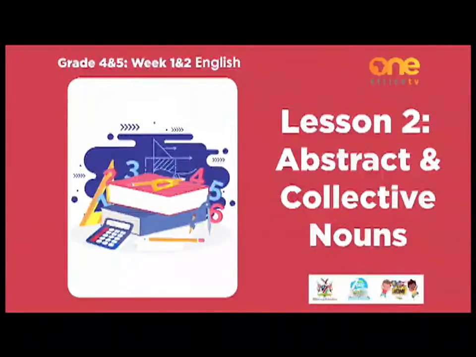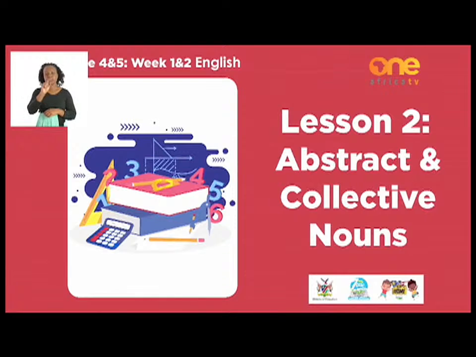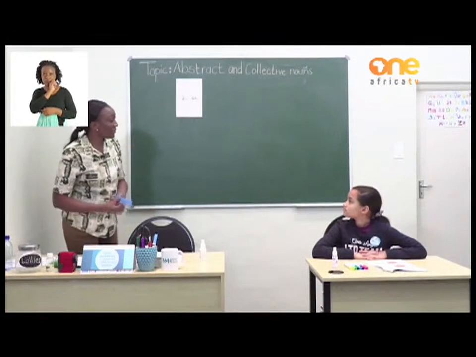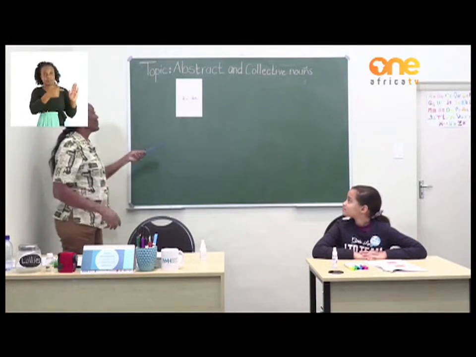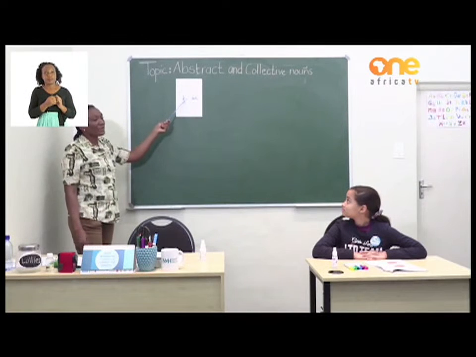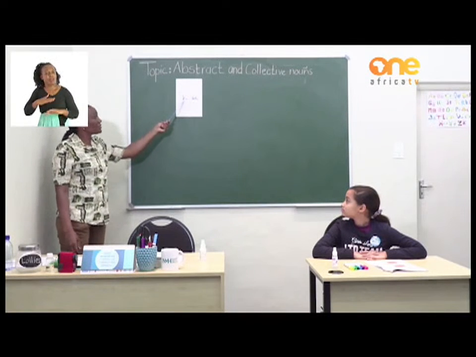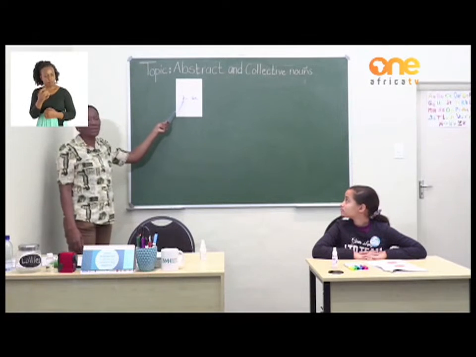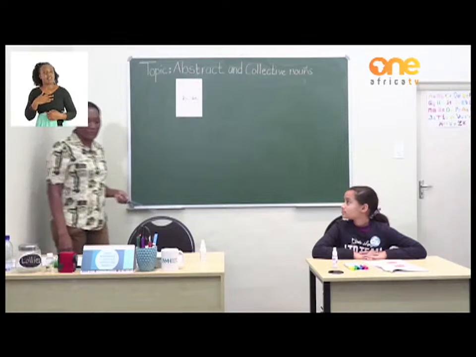Today's topic will be about abstract nouns and collective nouns. So I want you to look on the board. Shanae, look on the board. How does this dog feel? Well, as you can see, the dog is carrying the heart. So this dog feels love.